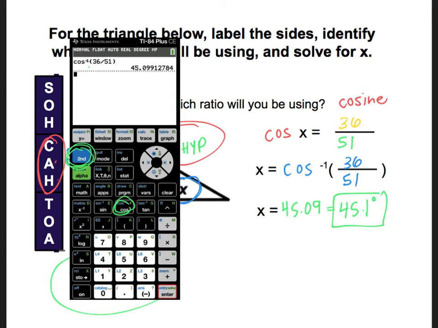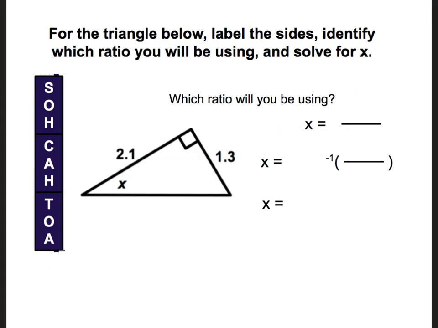All right, let's look at your next problem. Again, we're going to start by labeling our sides. So I am looking at my angle x. Across from x, we have 1.3, which is our opposite side. Our hypotenuse is across from our right angle. So that's going to be this side here. And then my last one is going to be the adjacent.